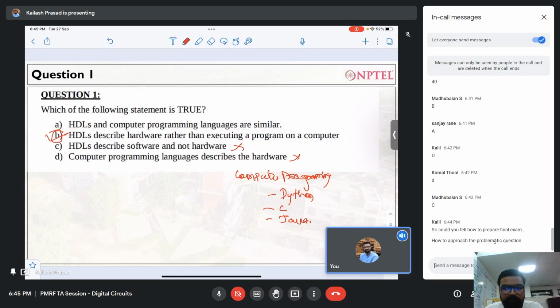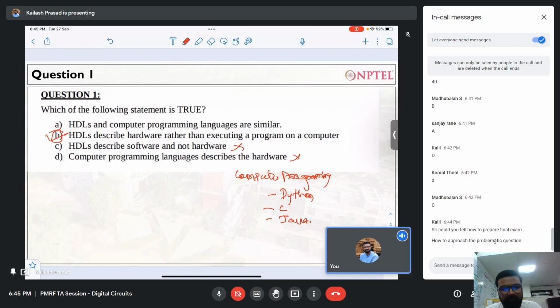And how to approach the problematic questions? Throughout the lecture series, we have discussed how to approach a question. First, you have to break the question down into multiple parts if it is a very long one. If it is a short one, like what we were discussing today, you can answer it easily because it was more about remembering than analyzing. But if the questions are analytical, like in design, you break down and go step by step.